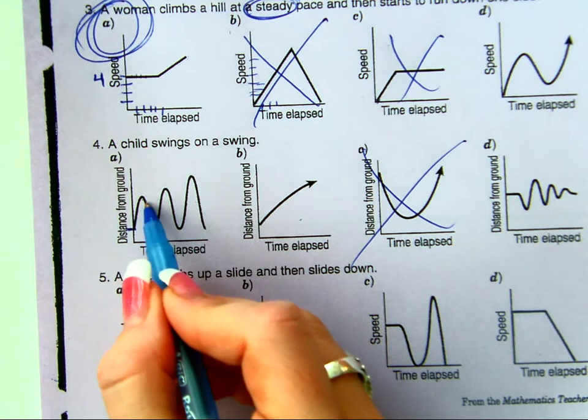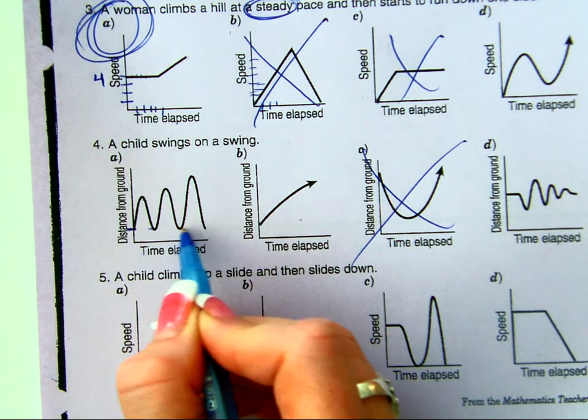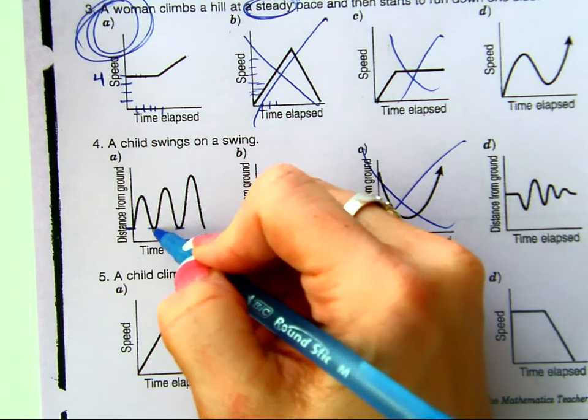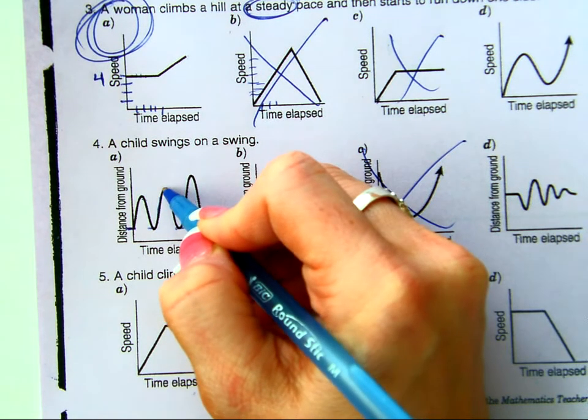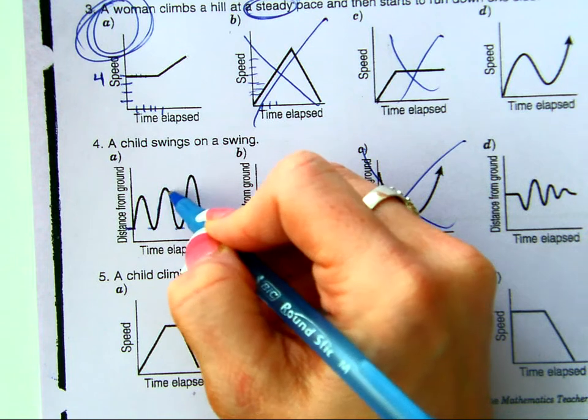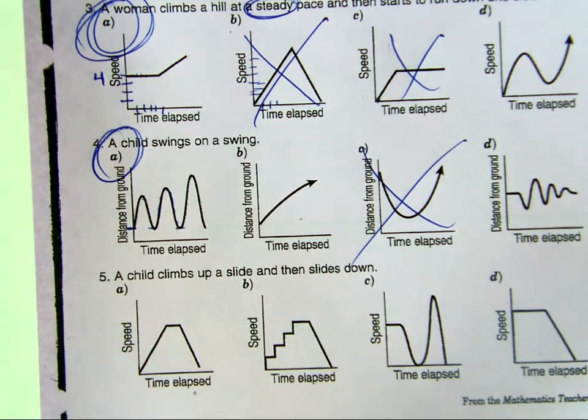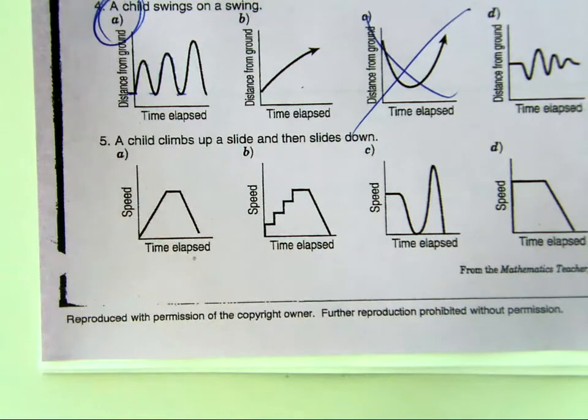So your distance gets right back to where you started. Then if you pump your legs and kick hard enough, you get a little higher on the next one. Then your distance to the ground goes back down because it always has to go back down, right? So the answer is A. Okay, did we have A? Good.